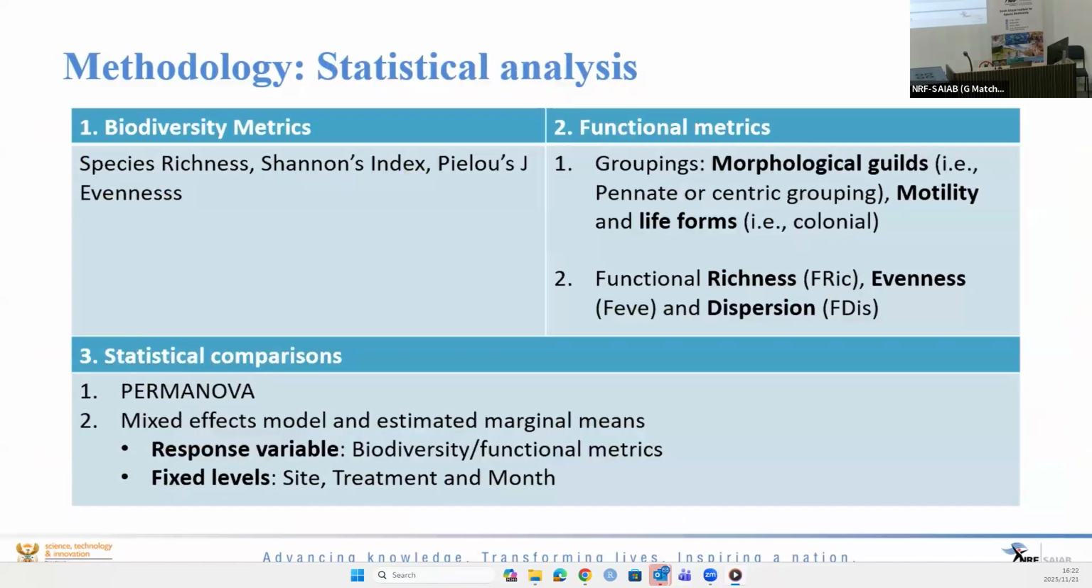For statistical analysis, biodiversity metrics such as richness, Shannon's index, as well as evenness were calculated. For functional metrics, the diatoms were initially grouped according to their morphological guild, their motility, as well as their life forms, where functional richness, functional evenness, as well as functional dispersion were calculated. For statistical analysis, 2 approaches were used: a PERMANOVA as well as a mixed effects modeling approach.